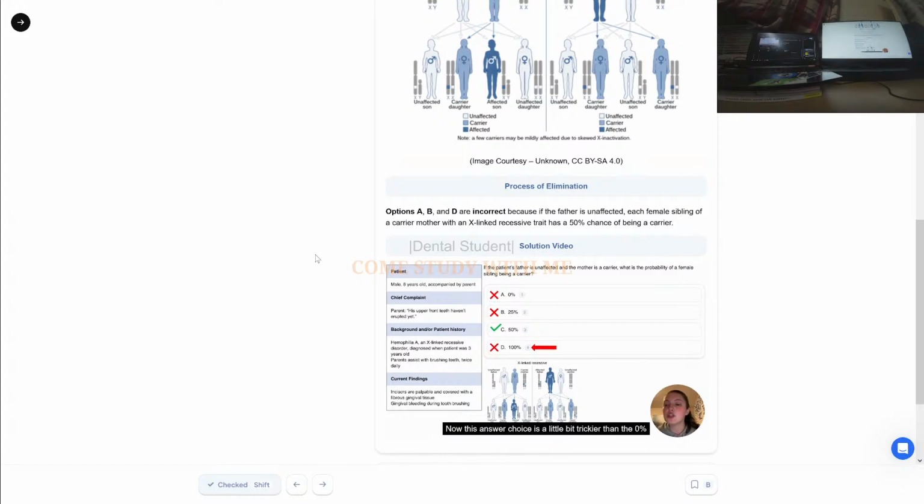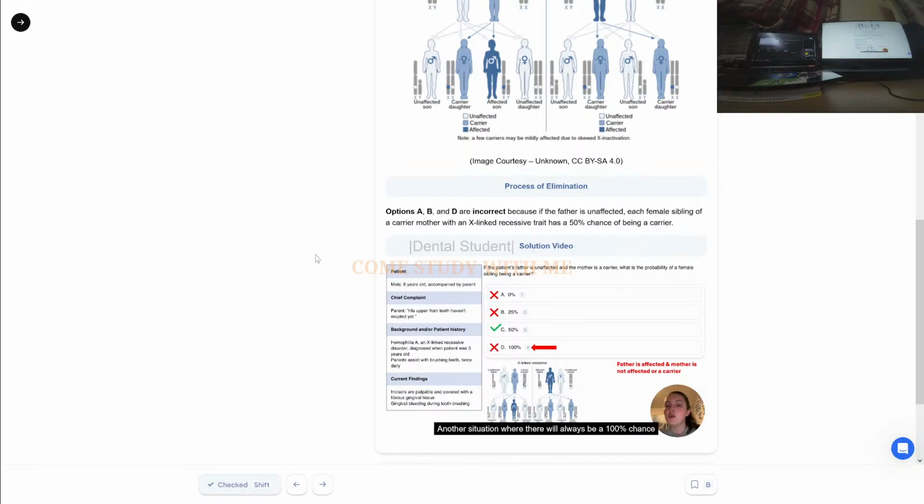Now this answer choice is a little bit trickier than the 0% answer choice, as there are actually a couple of scenarios where the chance that a daughter is a carrier has a 100% possibility. If dad is affected and mom is not affected and not a carrier, then all daughters will be carriers. This is because the daughters will always be receiving the mutated allele from their affected father and will always be receiving one of the 2 non-mutated alleles from their unaffected mother, making every outcome be 1 mutated and 1 non-mutated X chromosome, also known as the carrier state.